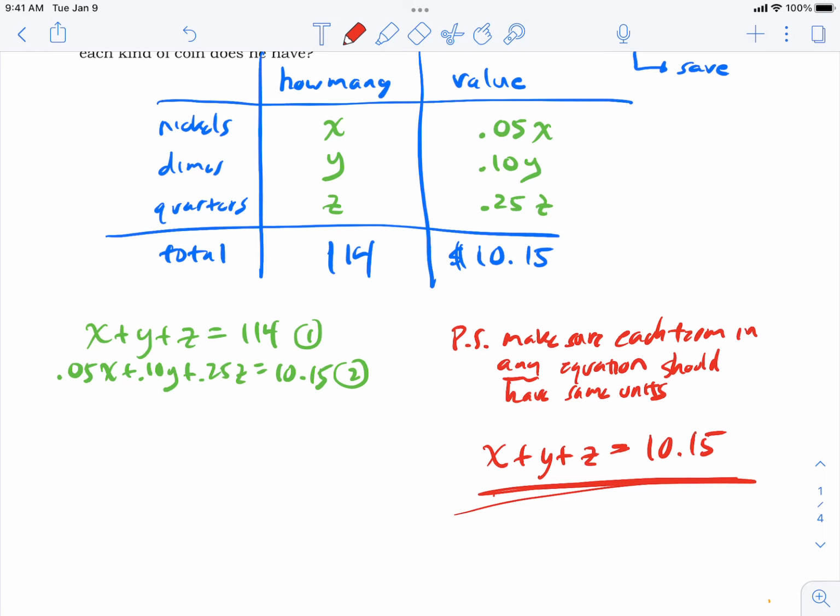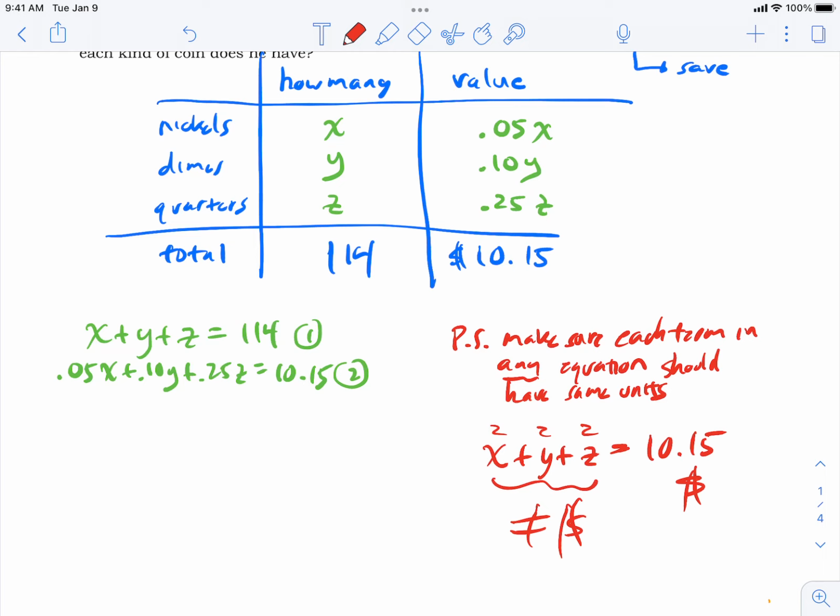It doesn't work. Now what they're thinking is, I got nickels, I got dimes, I got quarters, and all together it's $10.15, and that's how you do all together, you add. But there's a problem here, and it's because this over here is a dollar amount, and these are not dollar amounts. These are just counting how many coins you got. If you got 2 nickels, 2 dimes, and 2 quarters, that's not $6. That's 6 coins. See what I'm saying?